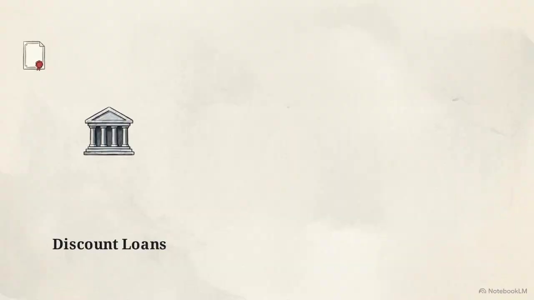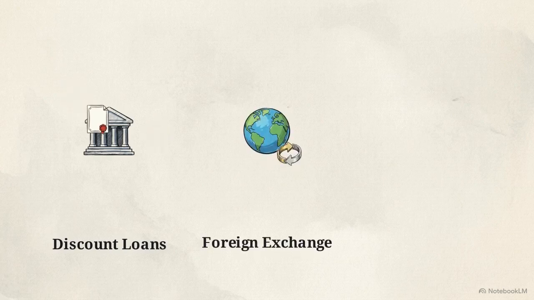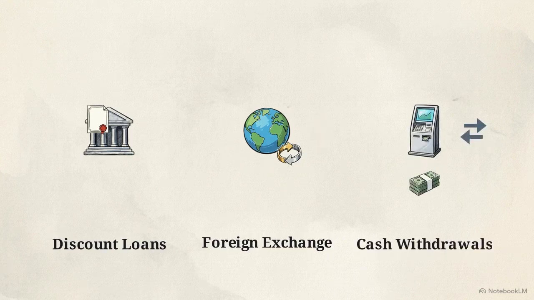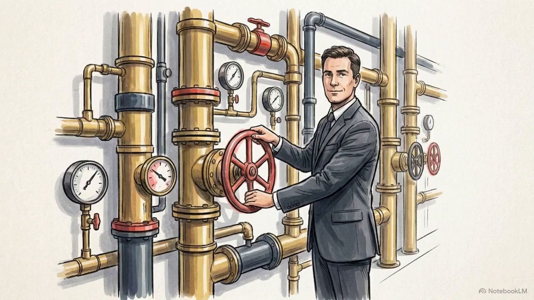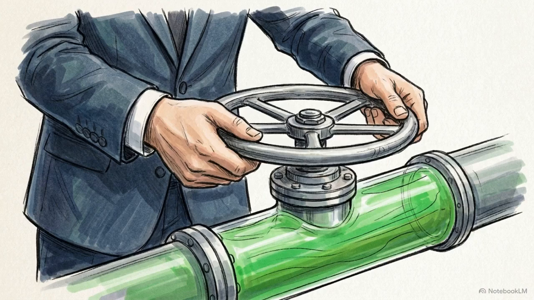While open market operations are the primary tool, there are 3 other ways this balance sheet can shift. The Fed can provide emergency loans directly to banks, they can purchase foreign currency, or people can decide to withdraw cash from their local bank accounts. Ultimately, by actively trading bonds, the Fed acts like a master plumber. They deliberately turn the valve, carefully controlling exactly how much water flows into the financial pipes.